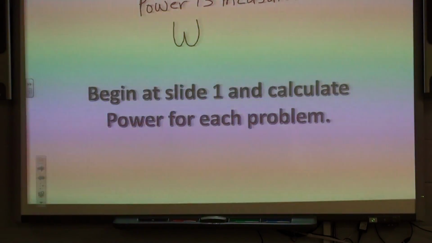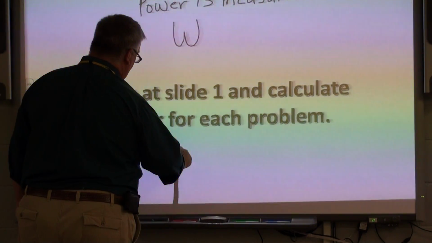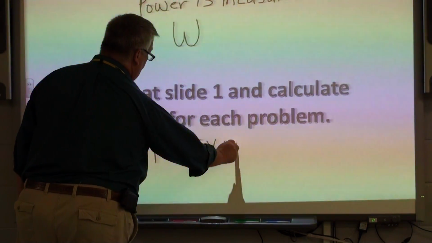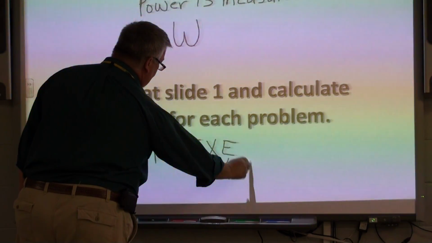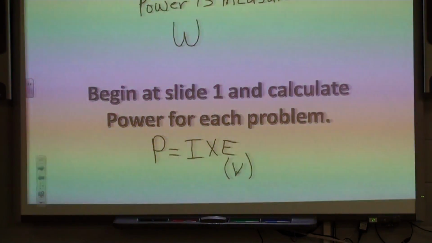Now I'm going to show you an easy power formula. You can go online and get these formulas, but I'll show you a way you can calculate them yourself. If you can remember PIE, power equals I times E, or V, as we know they're interchangeable. So P equals I times E, or I times V.